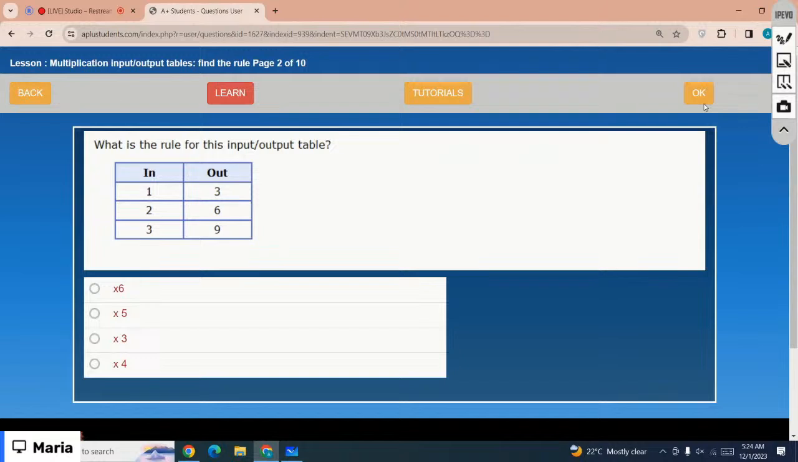Okay. What is the input rule? What is the rule for the input output table? Which is the correct option? The inputs are 1, 2, 3. The outputs are 3, 6, and 9. Think and then answer. Which is the correct option?